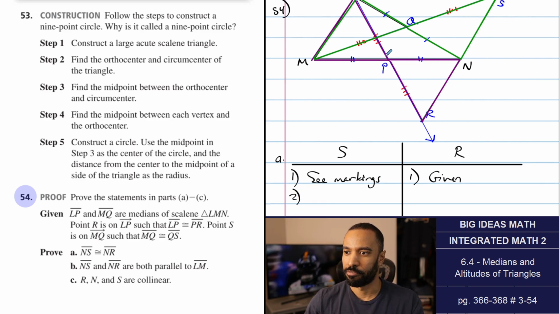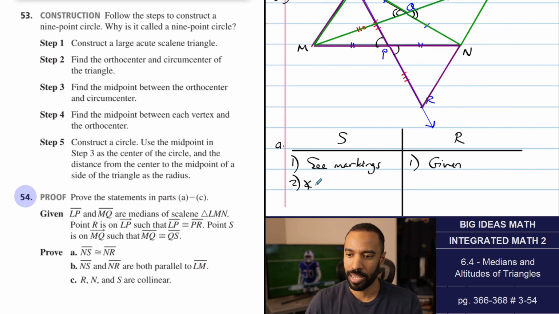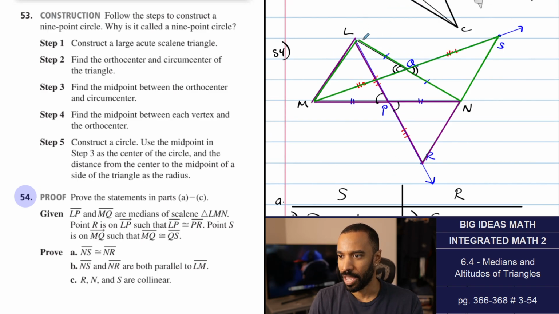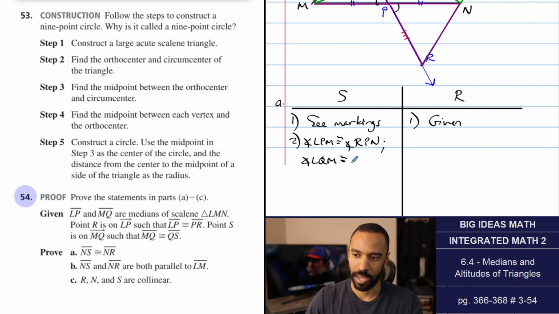Okay, I want to talk about vertical angles that are congruent. So these two are congruent and these two are congruent, but I have two different triangles to talk about there. So angle LPM is congruent to angle RPN. And in the other one, angle LQM is congruent to angle NQS. Those are vertical angles, the vertical angle theorem.